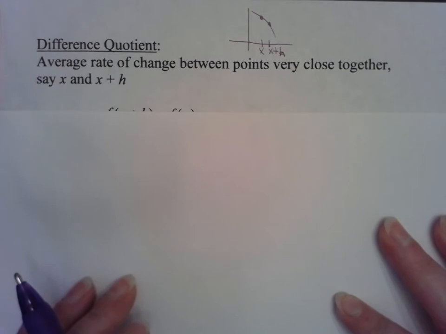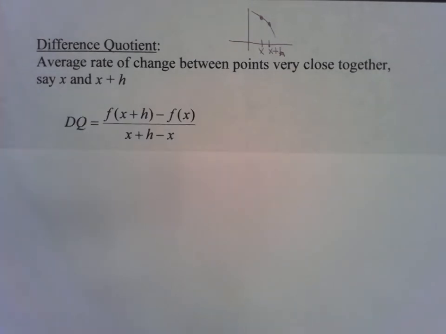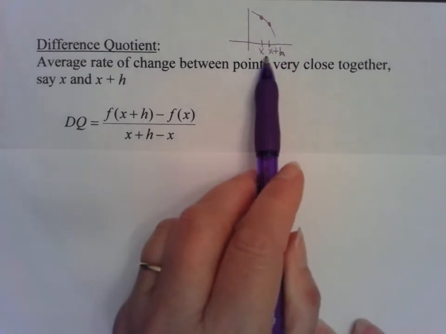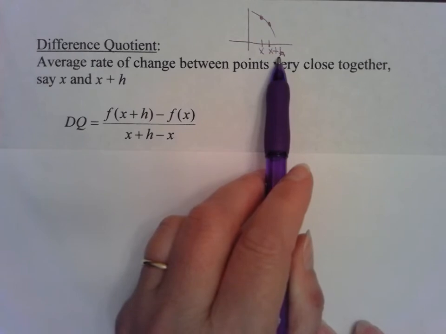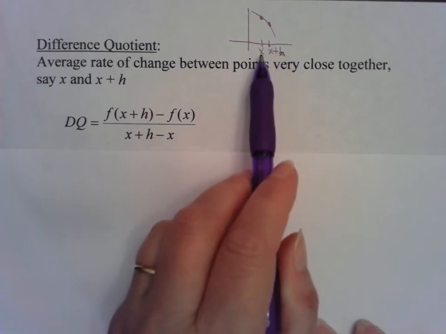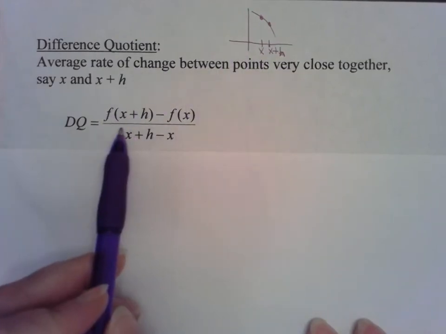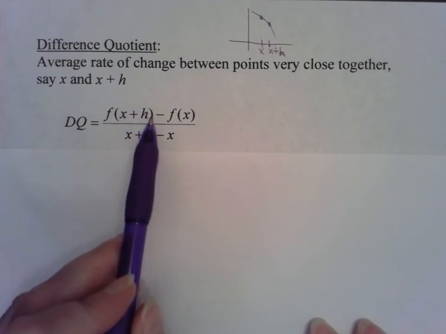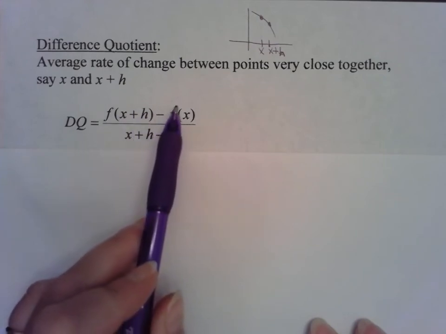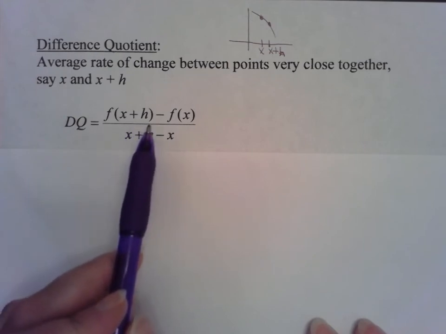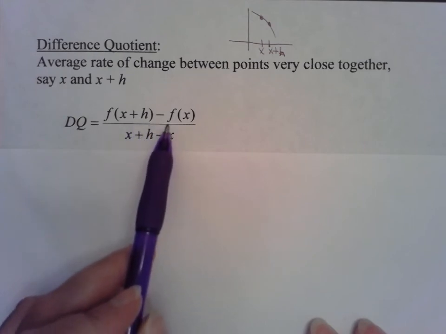Okay, so the difference quotient is us calculating the average rate of change with these two x values. So it's still the same, y2 minus y1 over x2 minus x1. We're using that function notation again. So this is sort of like our y2, and this is sort of like our y1. And then x plus h is x2, and x is x1.